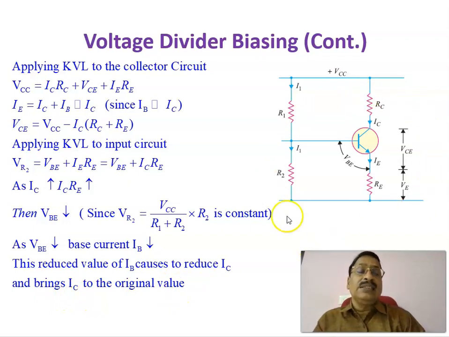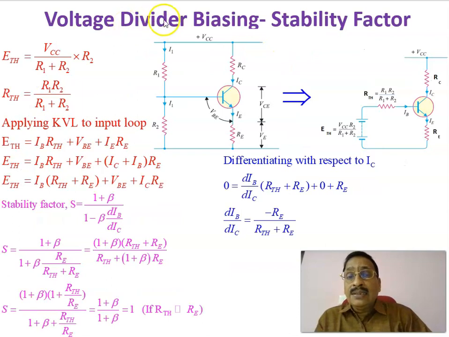This is the way it is getting stabilized. If there is a tendency to increase IC, automatically IB gets reduced, so that IC is brought to the original value. That is what we call stabilization, done by the voltage divider biasing. Now let us see the stability factor. What is the stability factor in voltage divider biasing?